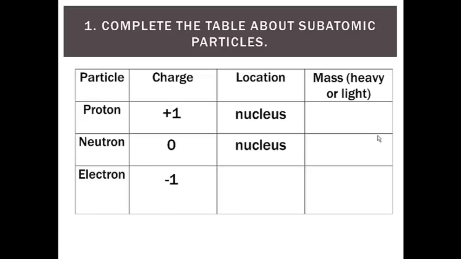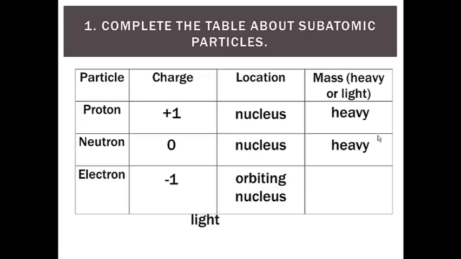Both protons and neutrons are found in the nucleus. Those two particles together make up the nucleus, and electrons orbit the nucleus. Both protons and neutrons are heavy. So remember, the nucleus is something big, it's dense, it's heavy, it's made of protons and neutrons. The mass number is the sum of protons and neutrons. Mass, heavy, so protons and neutrons are going to be heavy.